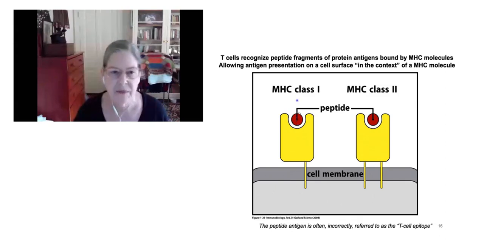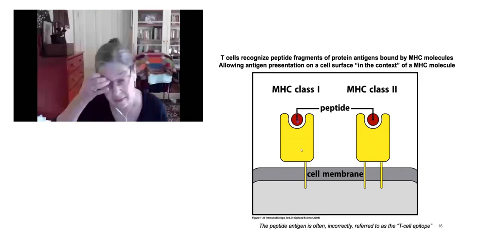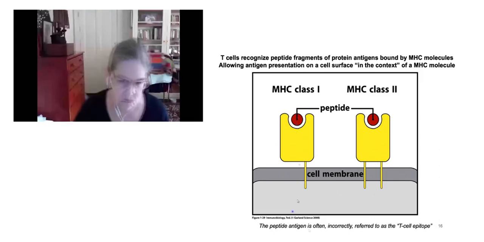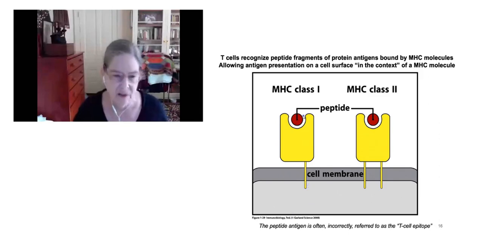And so the antigen will be taken up by the cell, broken down, and then little fragments of those protein antigens. So T cells only recognize protein fragments. They don't recognize anything other than protein. And so these peptides can bind to the MHC molecule, and that allows the MHC molecules to fold up properly, and then they'll be presented on the surface of the cell.